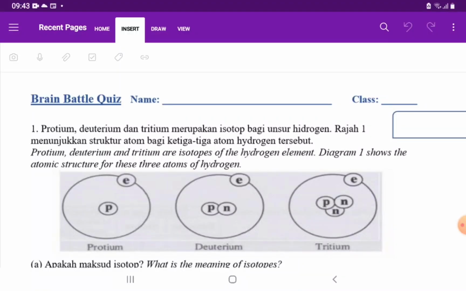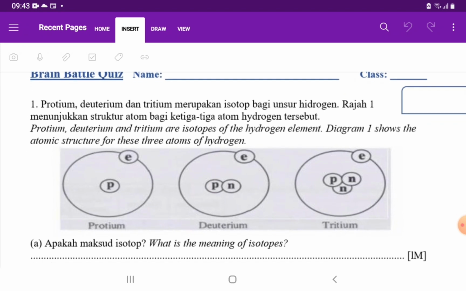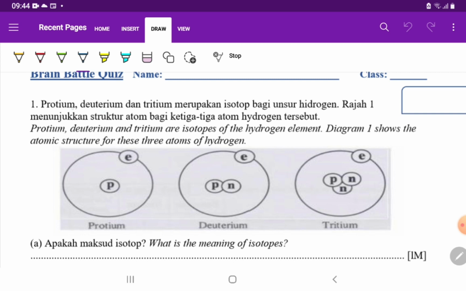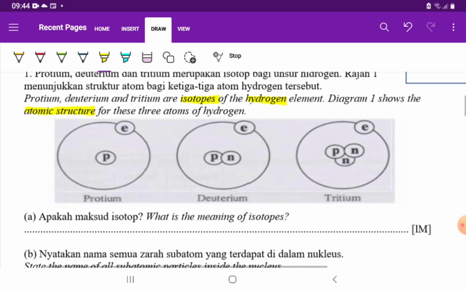Okay, class, now we look into the quiz answer for the retest one. You are given protium, deuterium, and tritium. They are isotopes of hydrogen. The diagram shows the atomic structure, so here actually is giving you the hint already: how many protons, how many neutrons and electrons.